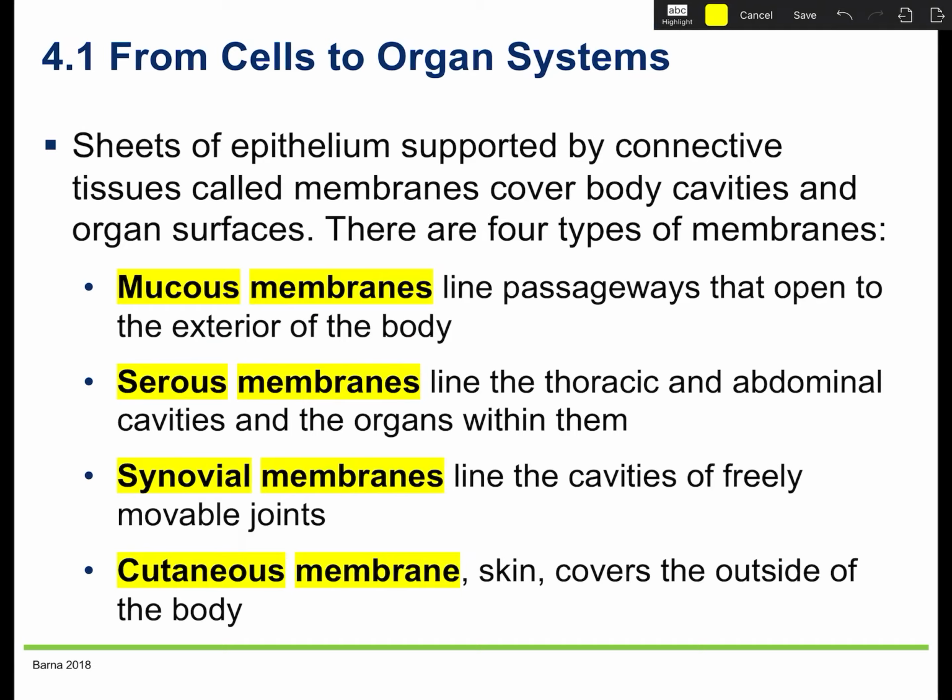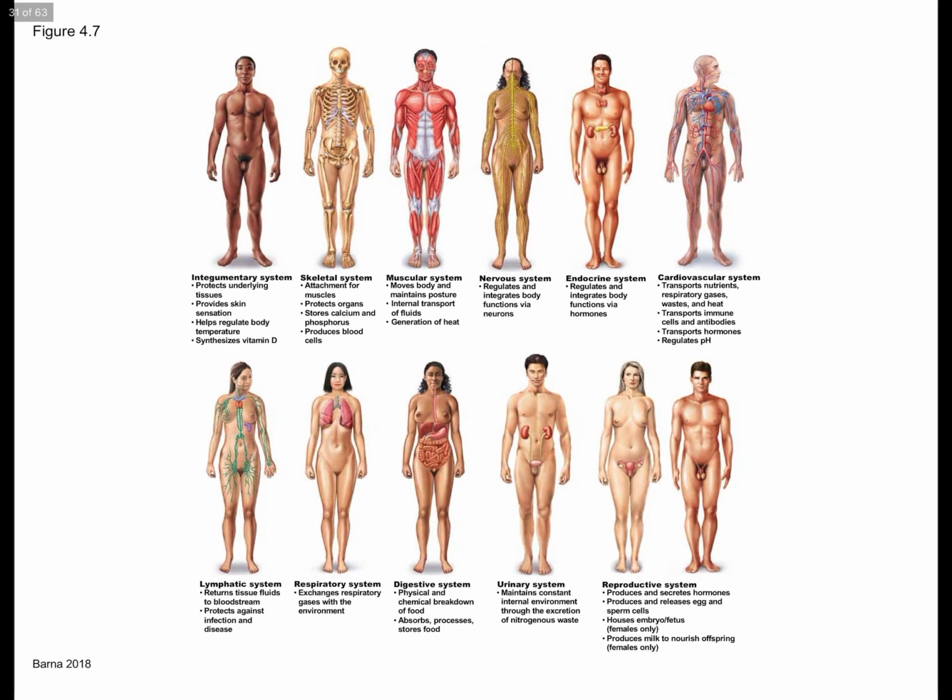Cutaneous membrane, that is our skin. It's called cutaneous because it has receptors in it. So temperature receptors, pain receptors, touch receptors, and so forth. Here's all our body systems. You definitely want to go through this. This gives you a nice summary. We will cover all of these in the chapters that we discuss throughout the class here. So these give you a nice little summary about what each of these systems do.